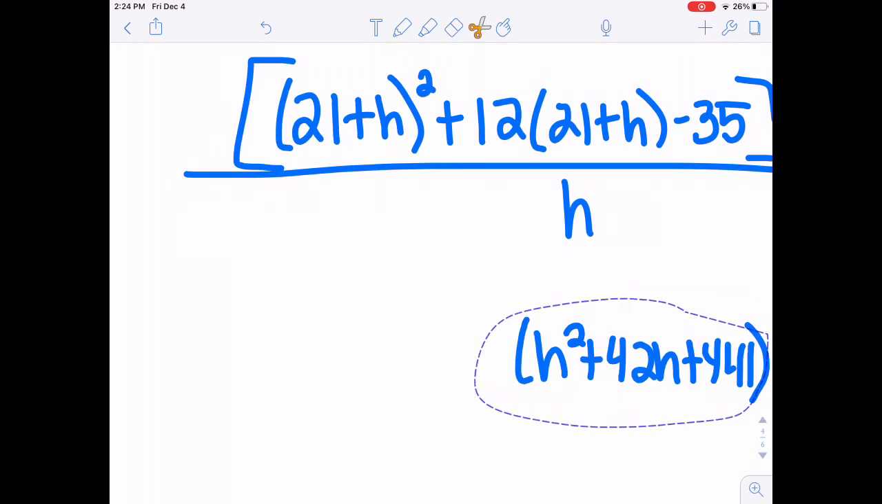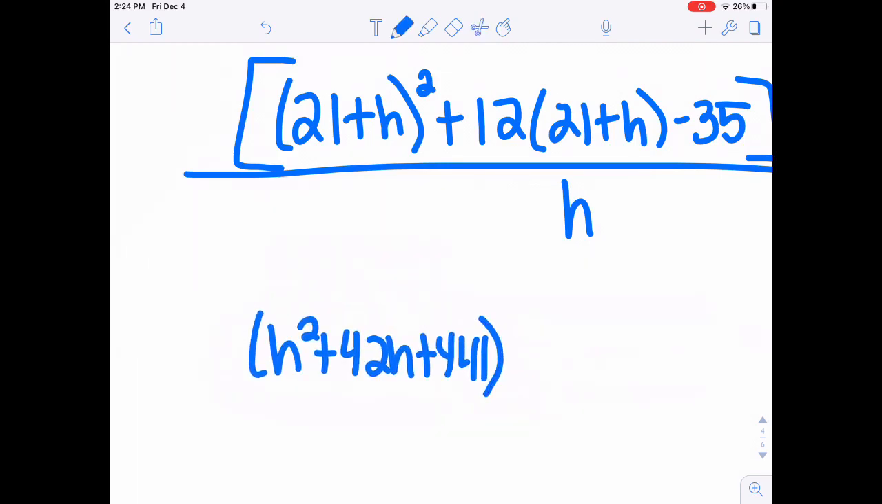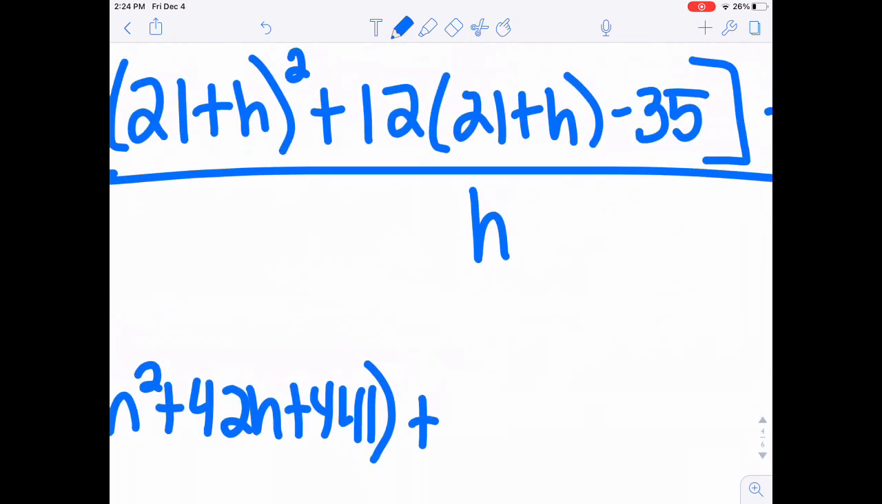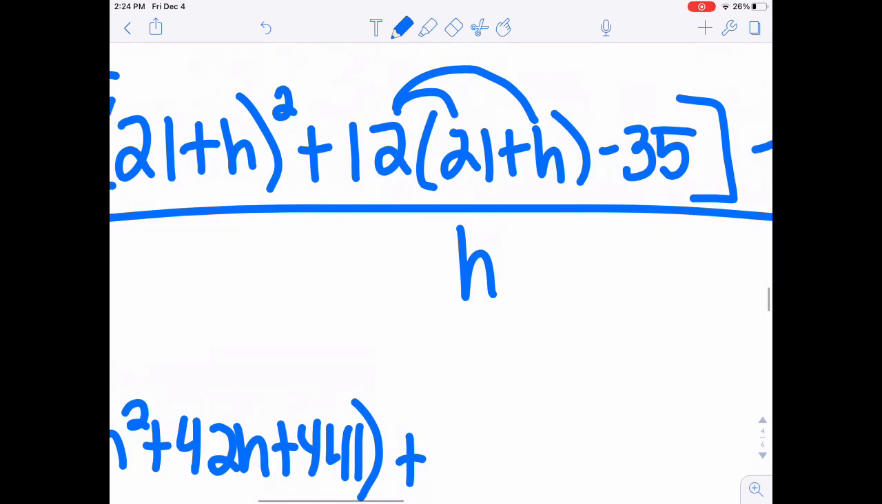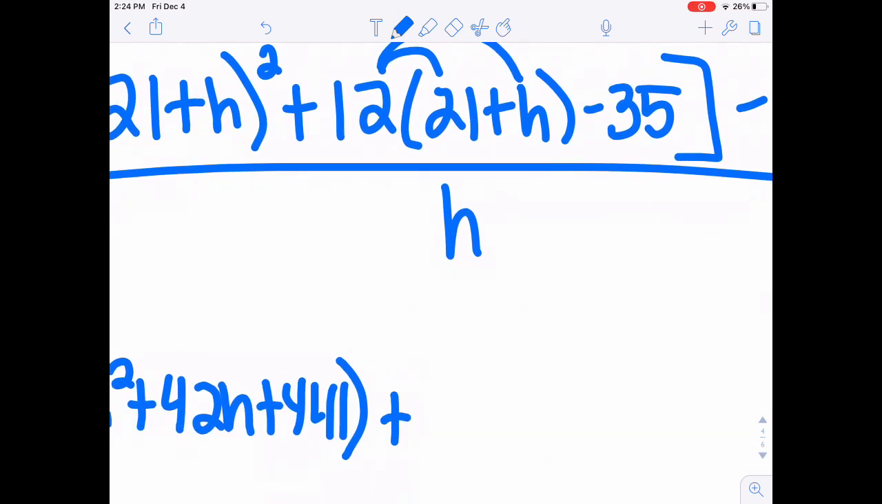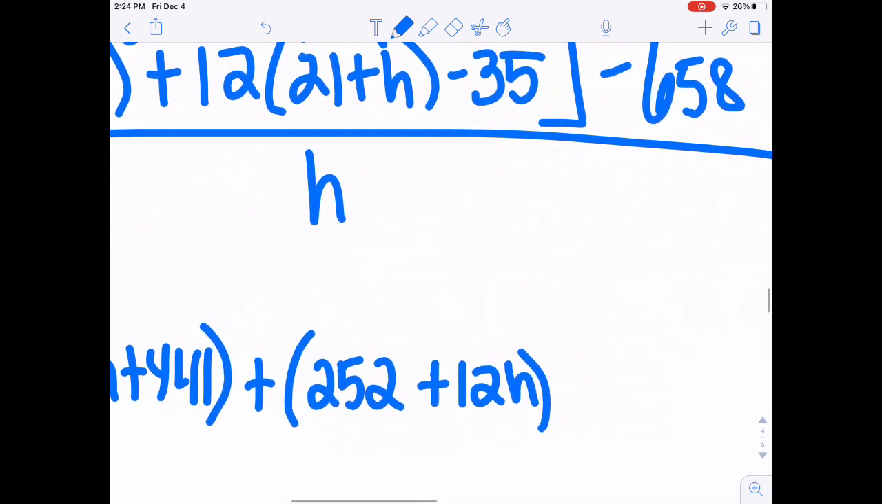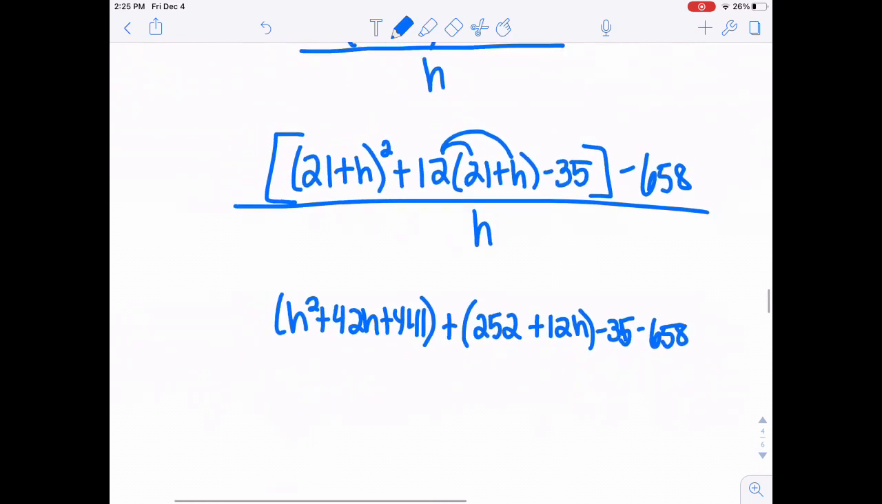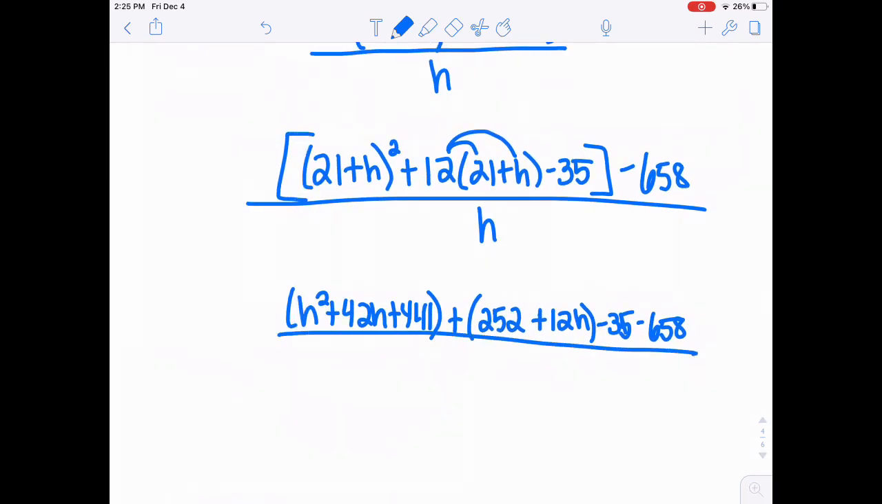And then next, we're gonna do 12 times 21 plus h. We're going to distribute the 12, which is going to bring us to 252 plus 12h. And then we have to subtract the 35 and subtract the 658. And that's all over h.